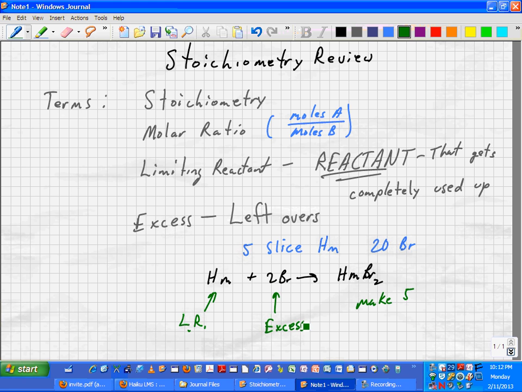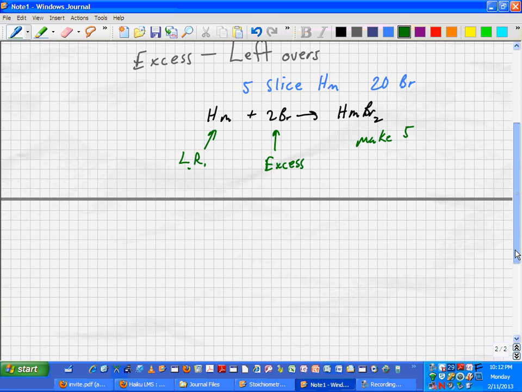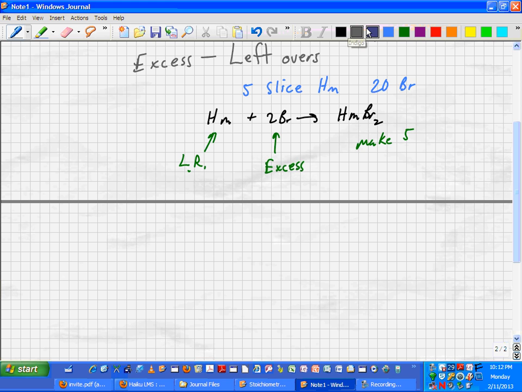How much bread would I have left over? Well, I'd make 5 sandwiches, so I'd use up 10 slices of bread. I'd have 10 slices of bread left over. Okay, so excess. That's the extra, the leftovers. What else might you want to know? Percent yield.